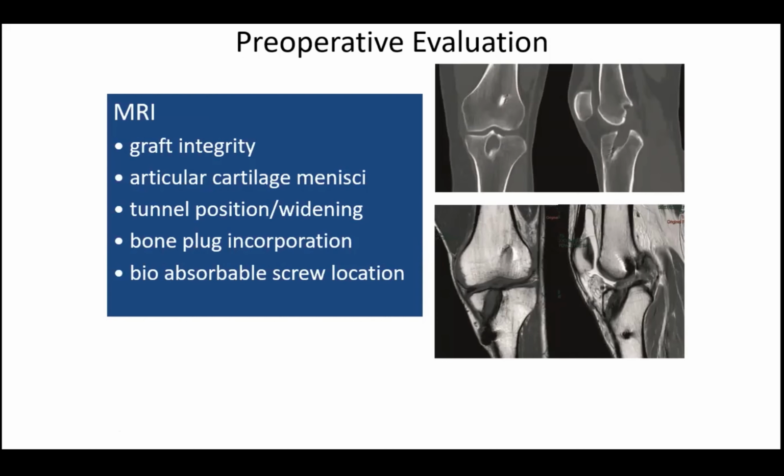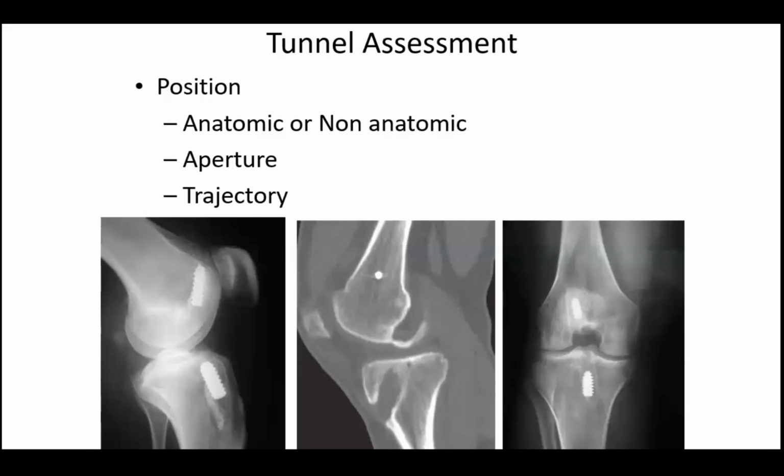Will it come into your place? So these are the things you need to evaluate to understand how you're going to manage your revision ACL. Look at the tunnels. If the tunnel is in a good position, you want to use the same tunnel. If they're non-anatomic, you may want to use a different tunnel.